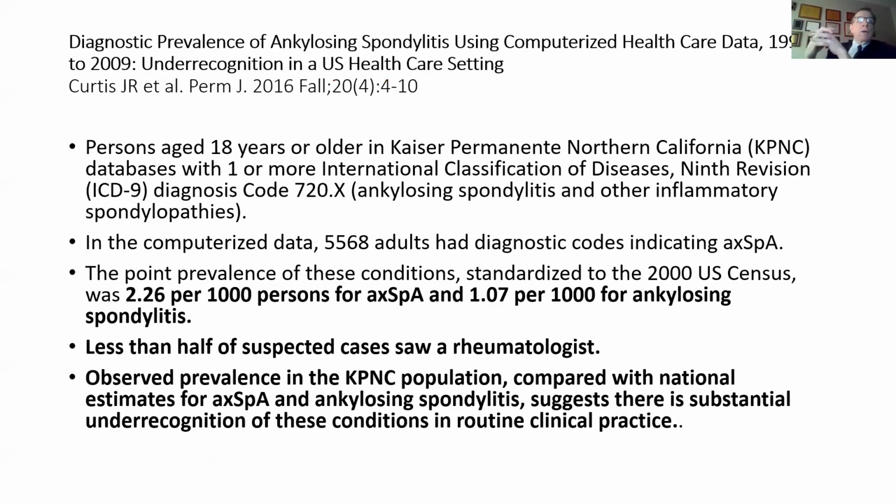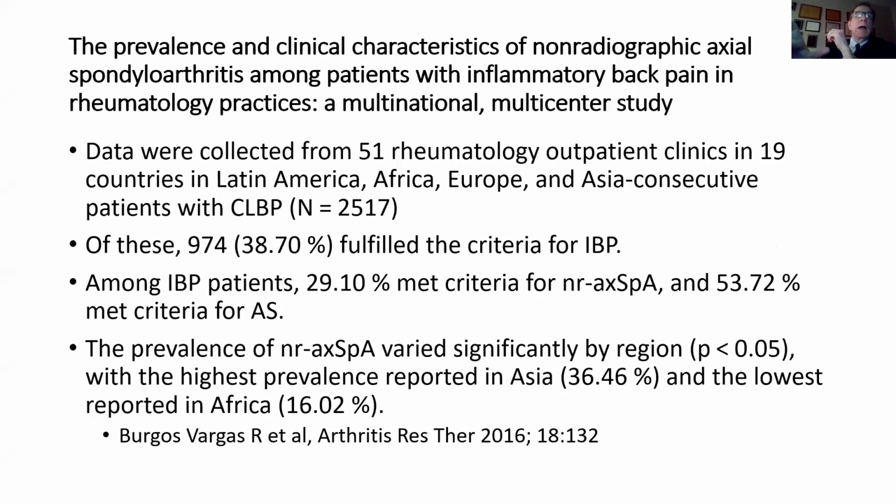Now, Jeff Curtis looked in the Kaiser Permanente data set and found rather lower point prevalence of AS, 2.26 per thousand people for axial SpA and 1.07 for ankylosing spondylitis. The problem was that less than half of these saw rheumatologists, and so he suggested that the observed prevalence is probably much lower than what the truth is, because recognition of these conditions in routine clinical practice, unfortunately, is really not being done.